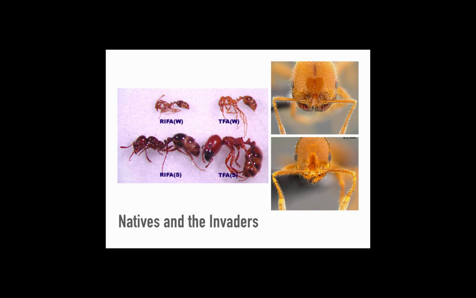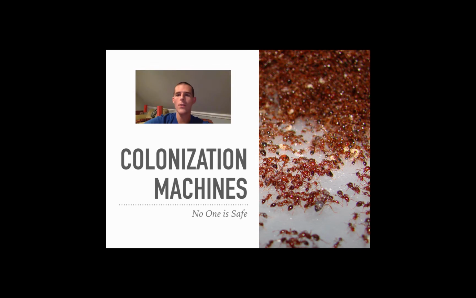Now, if you're camping in the American South, you are likely to run into two different types of fire ants. On the right there is the tropical fire ant. It is native to the American South. On the left is the red invasive fire ant. As the name implies, it is invasive. Now, the reason we care about the red invasives is that they are colonization machines.